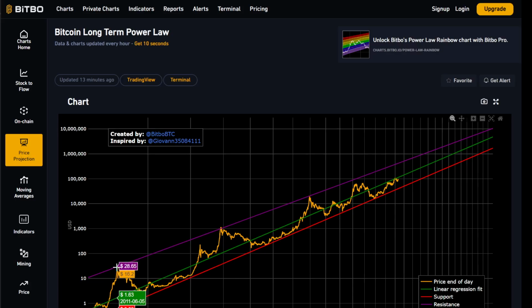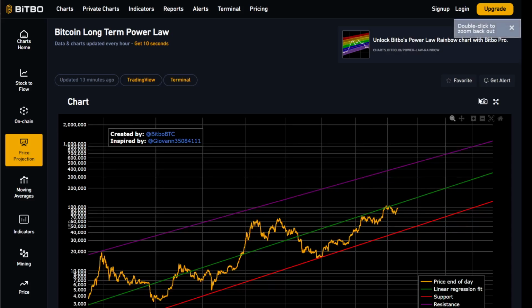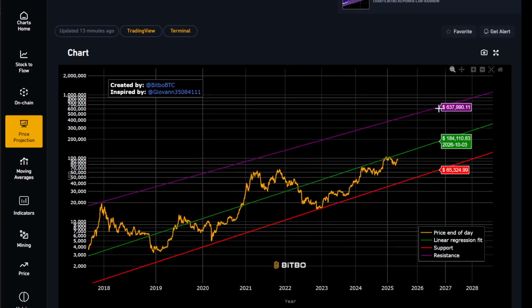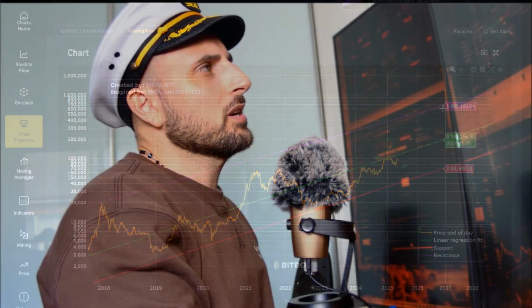See this top line? The top line is some high standard deviation. If you want to get that top line, it's $600,000 by the end of next year, 650. Now, I want to say never, don't be a negative Nancy, but I'm just trying to help everyone, yeah?